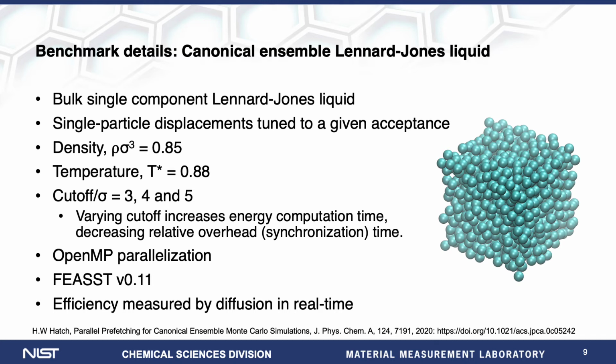The cutoff was varied from 3 to 5 in order to study the effect of overhead. This is because the larger cutoff increases the time to compute energy, and thus decreases the relative overhead because interactions aren't computed during synchronization. The simulation was parallelized using OpenMP with Feast version 0.11, and efficiency was measured by computing the diffusion coefficient in real CPU time scale, not particle time scales. So the diffusion is computed with respect to the speed that the particle moves as observed by the simulator.